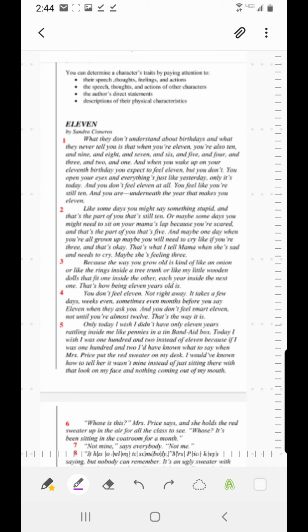Okay, so remember, we are focused this week on how the author conveys the protagonist's character, right? How is this person characterized? And we're focusing on Rachel. So one of the first things we notice when we read this is the first line, which says: "What they don't understand about birthdays and what they will never tell you is that when you're 11, you're also 10, 9, 8, 7, and 6, and 5, and 4, and 3, and 2, and 1."